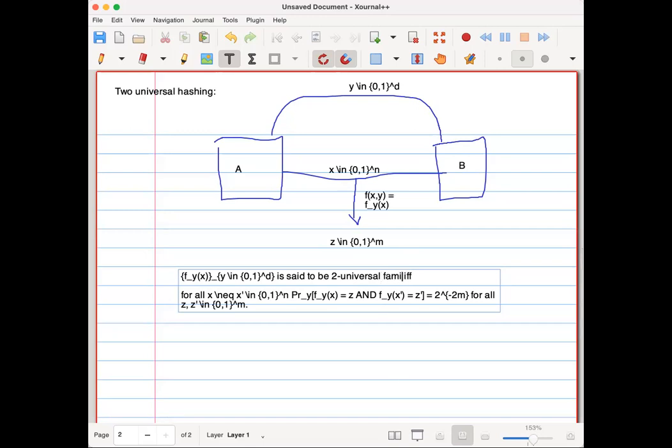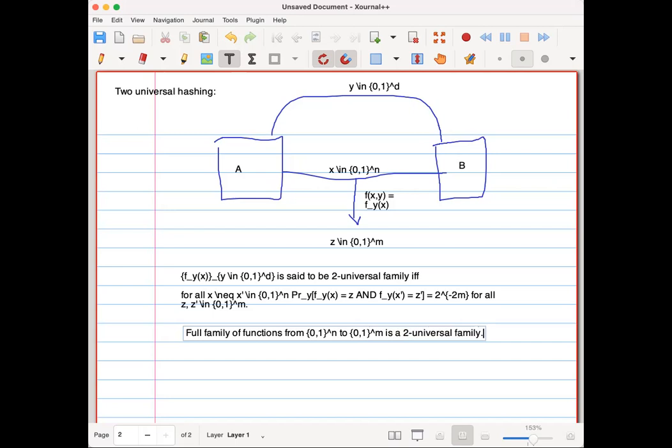What do you mean by full family? Full family, of course, satisfies this. A full family is a two universal family. No question about it. So let me say so: the full family of functions from n bits to m bits is a two universal family.